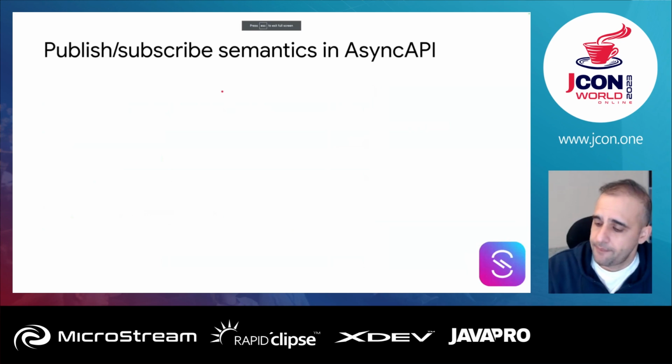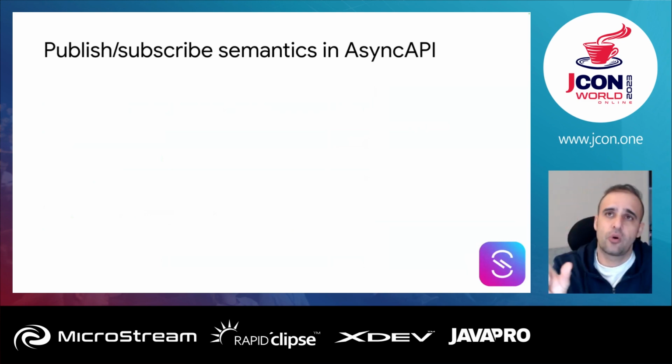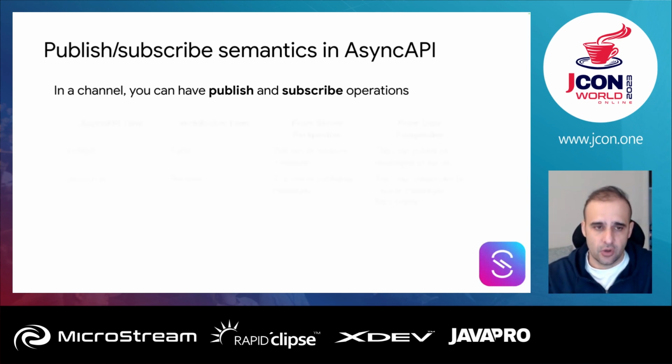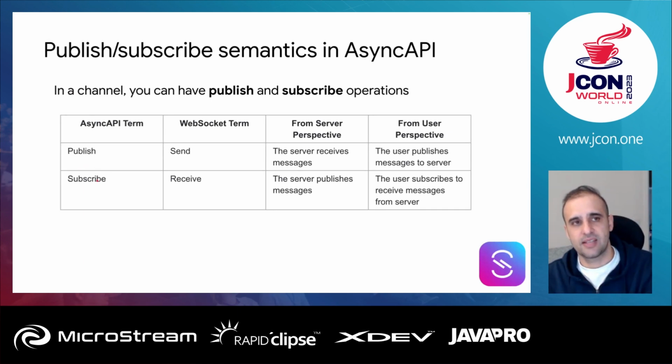All right, and now I want to talk about the publish and subscribe semantics in AsyncAPI. These are the two operations that you can have in AsyncAPI, and it can be confusing on which operation to use in what situations, and that's what I want to talk about here. I also want to show you an example so that we can work through this and understand it better. So in AsyncAPI, there's publish and subscribe that you can set on the channel as an operation.